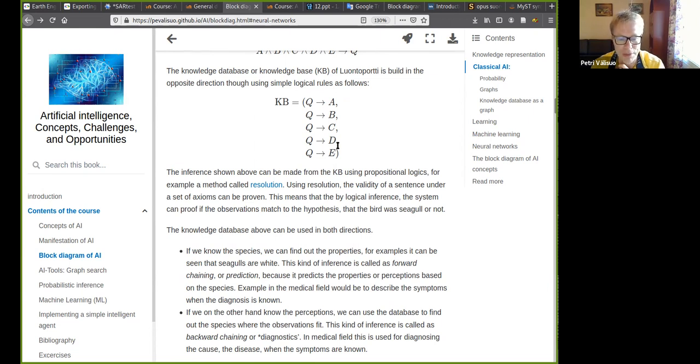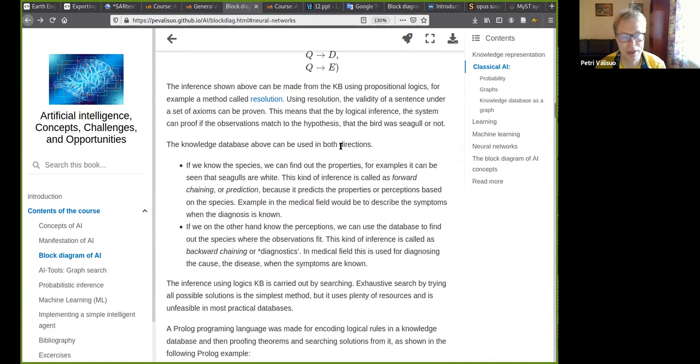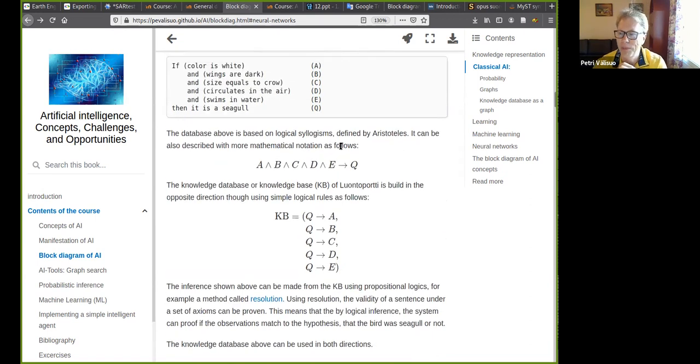And sometimes the one way works better, sometimes the other way works better, but both are usable in this system. So there are methods how to search this. Okay, and then you can go and try this. Go to the Luontoportti and try to find this bird.